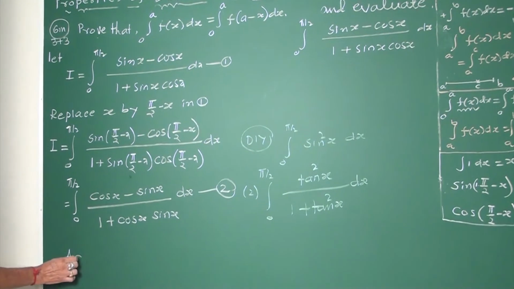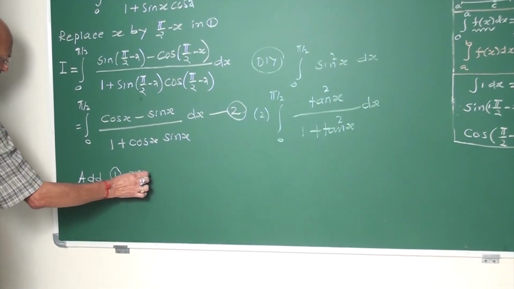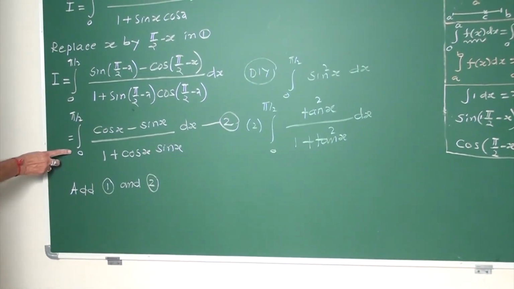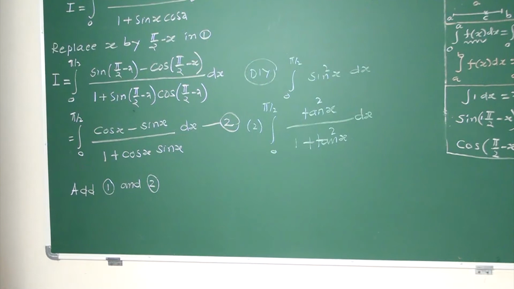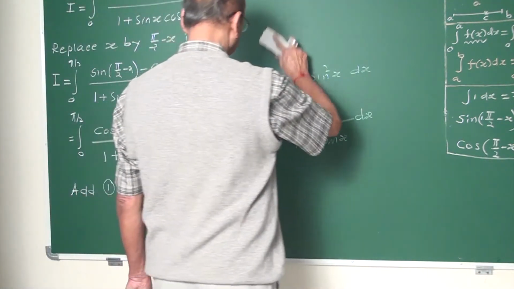Same method. Add 1 and 2, my friends. Add 1 and 2. 0 to pi by 2, 0 to pi by 2, have a common integral sign.